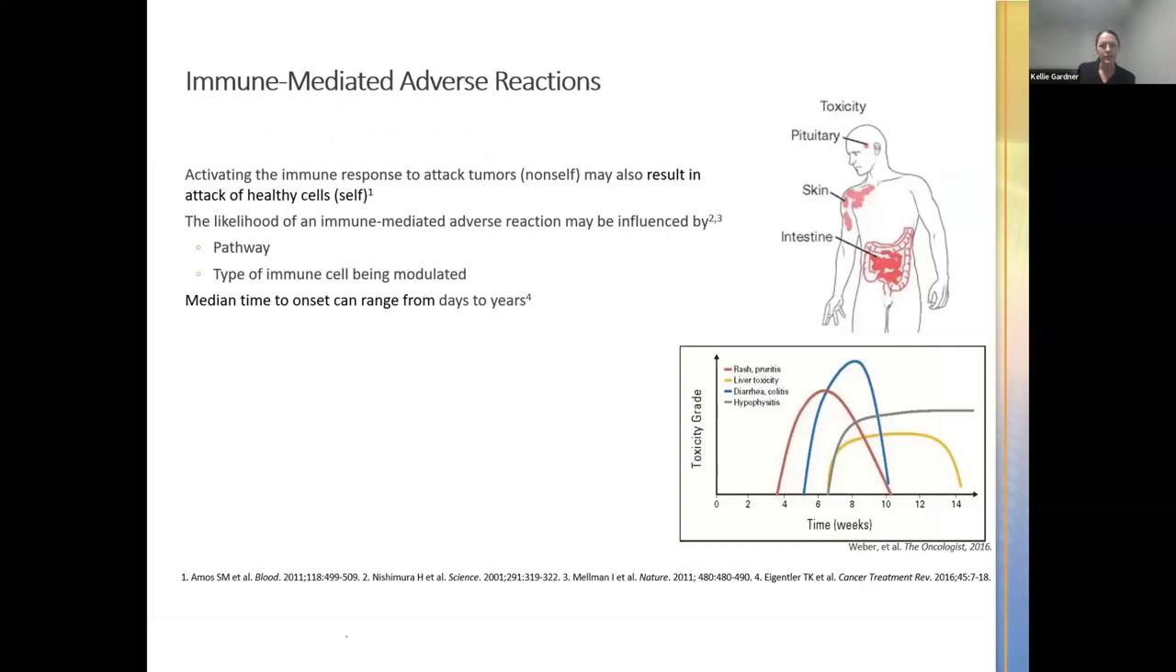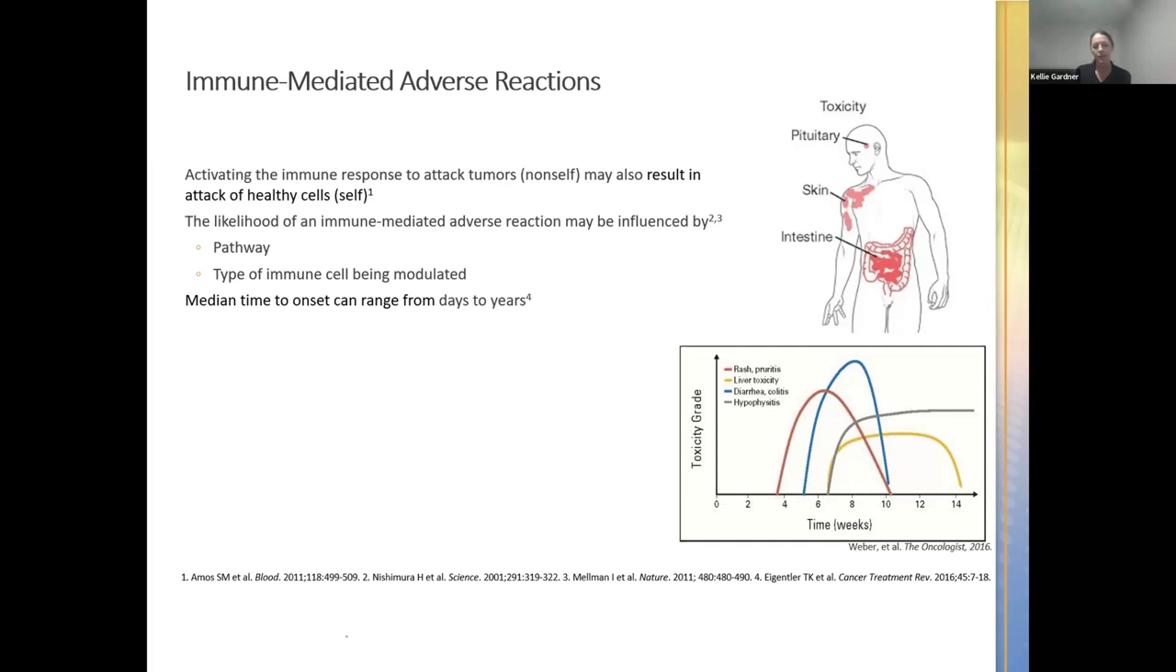We're trying to activate your immune system to go after the melanoma cells, but in doing that, we can also activate the immune response against normal cells as well, which can lead to inflammation and development of these side effects. The median time to onset can range from days into starting treatment to years. So some people can be on drug for almost 2 years and then develop a serious adverse event that needs treatment. So it can really occur at any point during treatment.